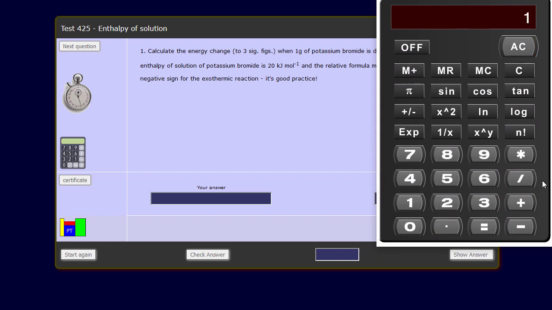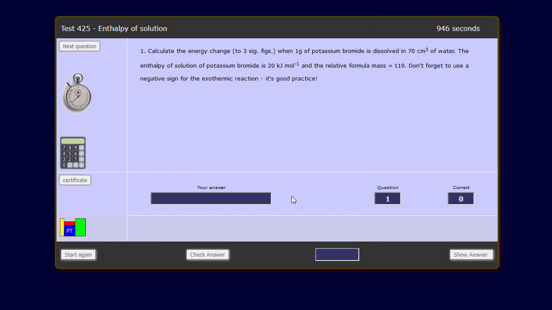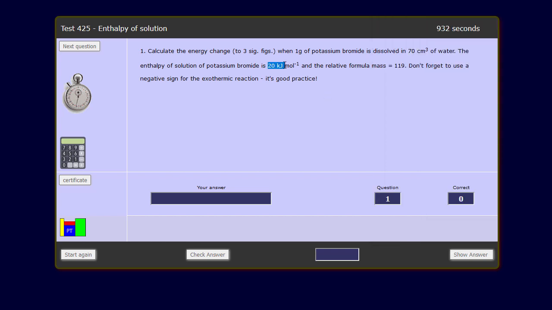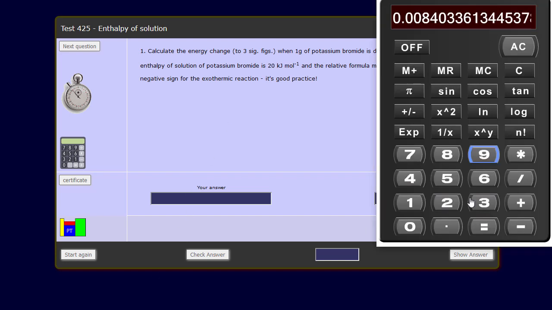So it's 1 divided by the relative formula mass, which is 119, and that gives us the number of moles. Here's our number of moles. And we're told that the enthalpy of solution is 20 kilojoules per mole. So multiplied by 20 will give us the actual energy. So take this, multiply it by 20, and now we have the energy that's released. Far less than 1 mole, so therefore there's far less than 20 kilojoules. It's 0.168 kilojoules. And that's the energy change that we're actually asked for, isn't it?